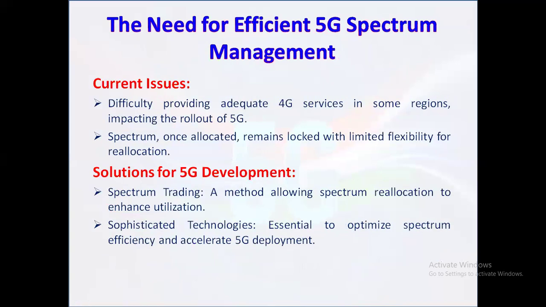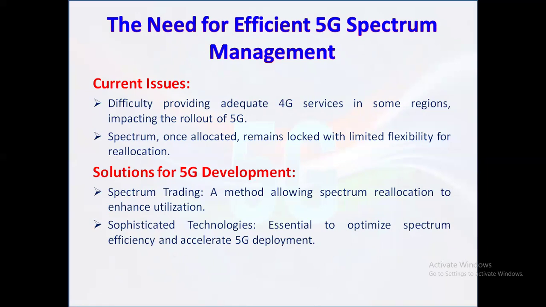Next, the need for efficient 5G spectrum management. The rollout of 5G networks is hampered by existing inefficiencies in spectrum management, with some regions still struggling to provide sufficient 4G services. Under the current system, once spectrum is allocated, it remains locked and cannot be easily reallocated, even if it is underutilized or needed elsewhere. So once it is allocated, we have to use it, otherwise it will be idle.